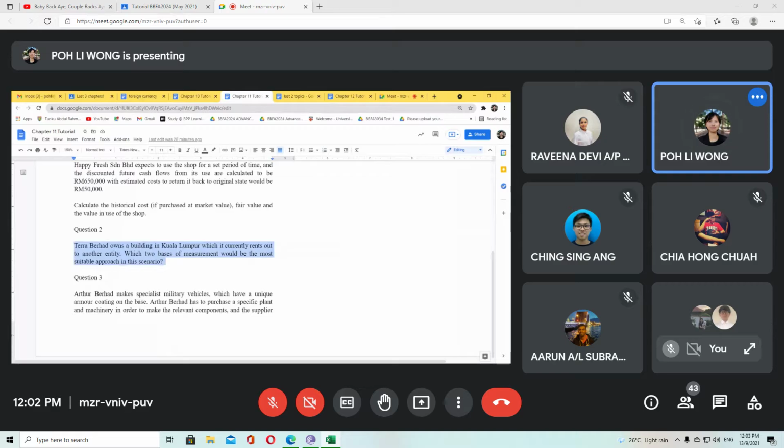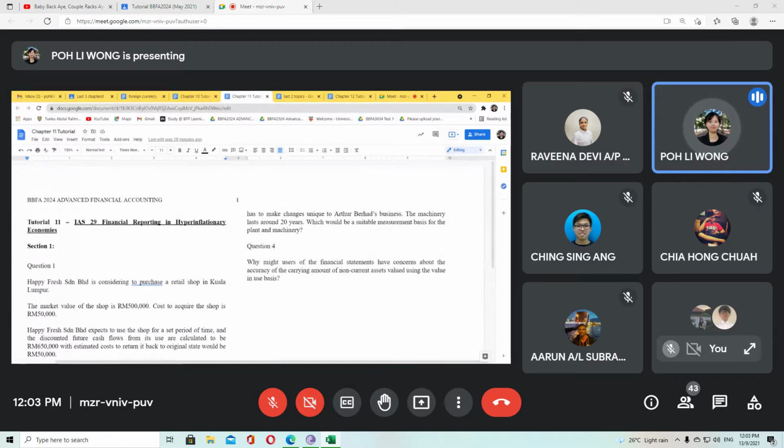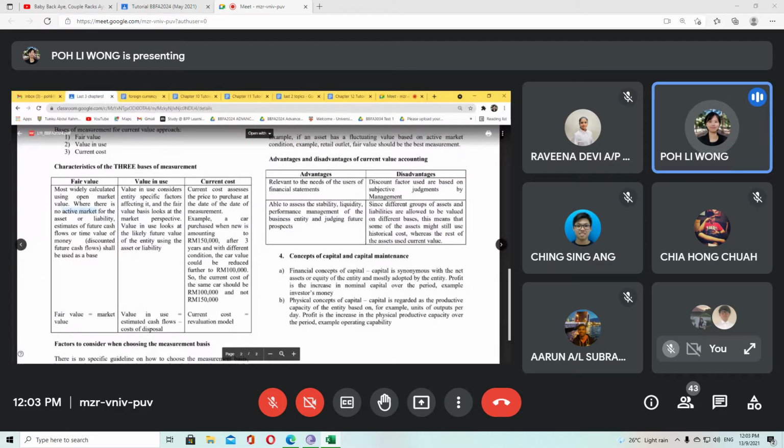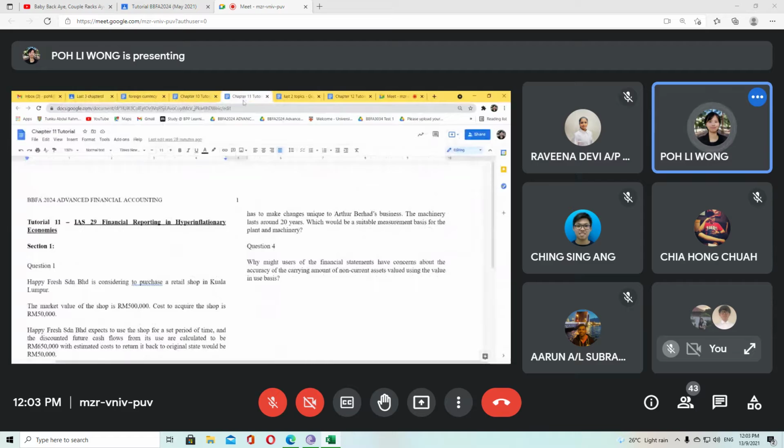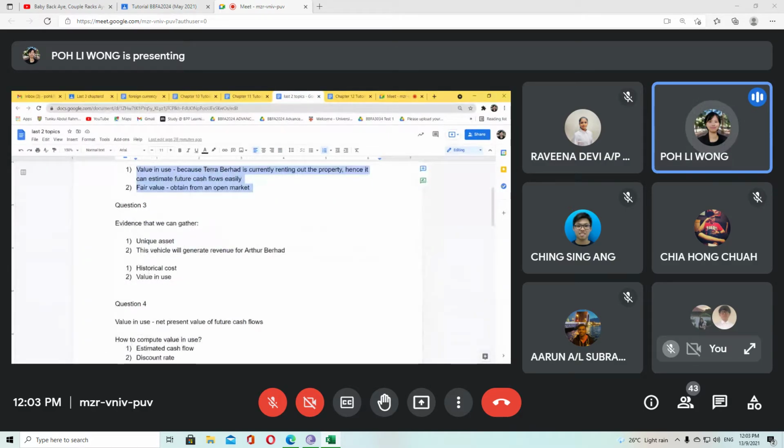Question number 3: AFA Berhad makes specialist military vehicles and they are unique. They have to purchase a specific plant to make the relevant components, and the supplier has to make changes unique to AFA Berhad's business. Fair value applies if there is an active market; if there is no active market, we cannot use fair value. So fair value is out, and current cost is also out. The only options we have are value in use and historical cost. So which would be the suitable measurement basis? According to this, we basically only have historical cost and value in use.